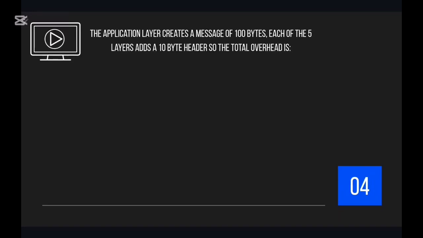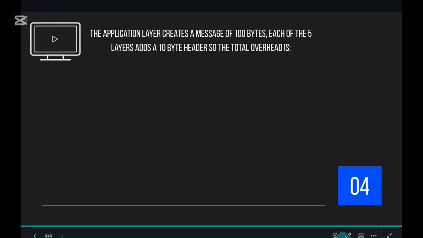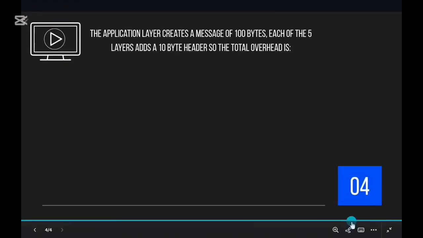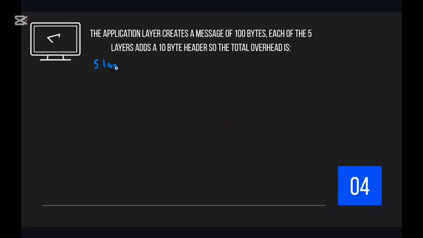Okay, the application layer creates a message of 100 bytes. Each of the 5 layers adds a 10 byte header, so the total overhead is: we have 5 layers. This value is multiplied by 10 bytes. This is equal to 50 bytes. This result is the total headers.